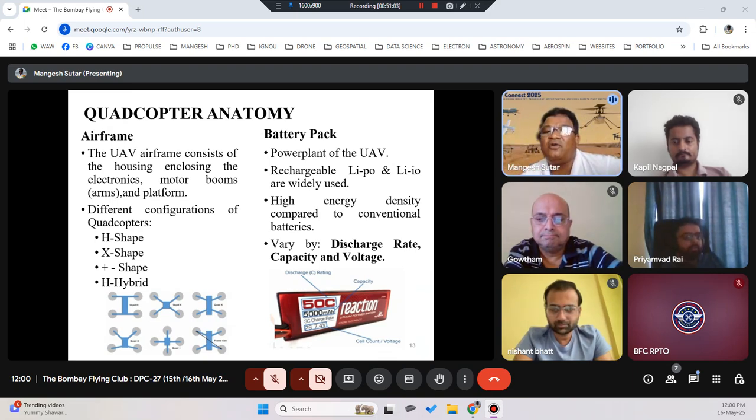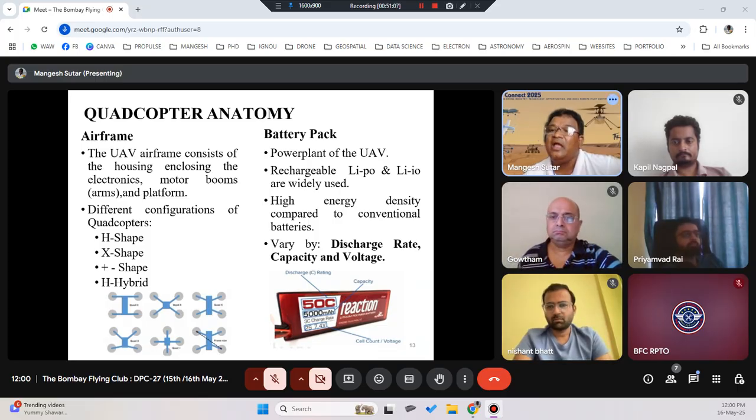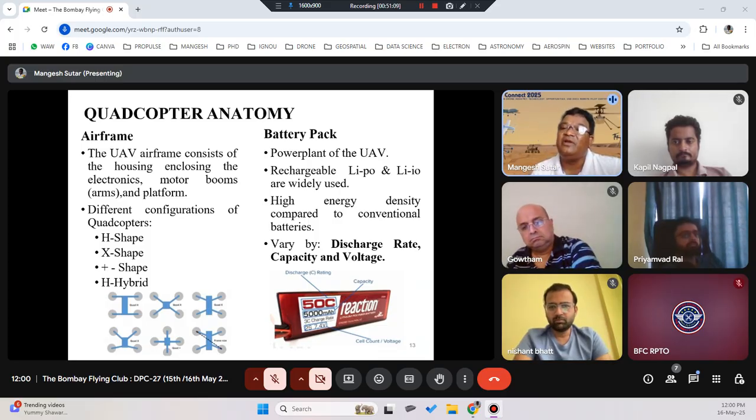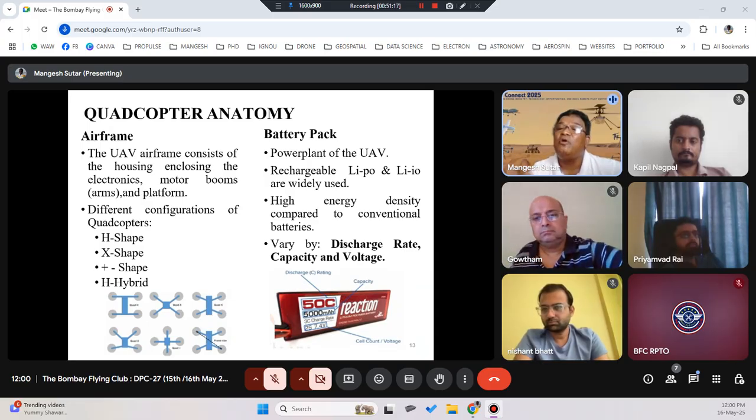As of now, I have a drone which is using a 21,000 mAh battery. I can easily replace that 21,000 with 30,000 mAh. But the weight of a 21,000 mAh battery is 2.5 kg.